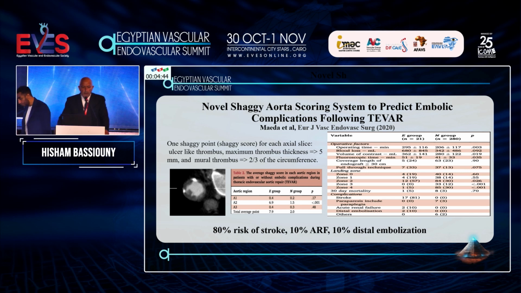In this particular paper, the thoracic aorta and TEVARs were looked at, and the thrombus index or the shaggy aorta index was greatest in the descending thoracic aorta, and that correlated very much with the risk of stroke. 80% of patients who had embolic phenomena had a stroke, with 10% acute renal failure and 10% distal embolization. So it is indeed very precarious to intervene on these patients.